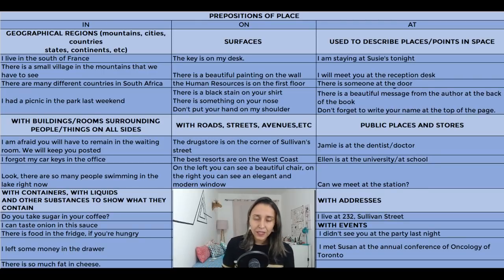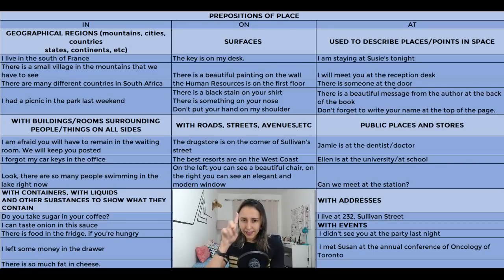Prepositions of place. Let's start with in. Right now I'm not reading the chat, okay guys? So I apologize. I see a lot of people are participating. Remember, if you have questions, let me know. I will be starting talking about prepositions of place now, Louise, so check it out.